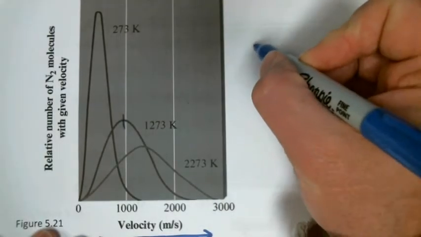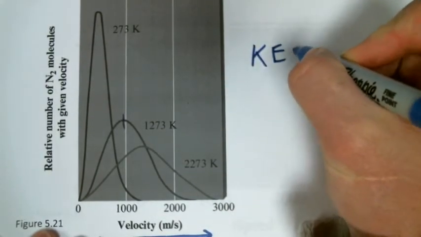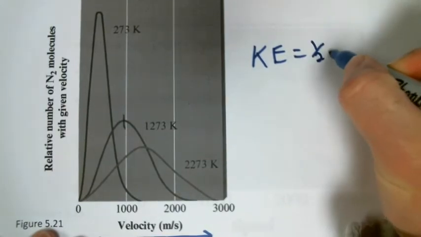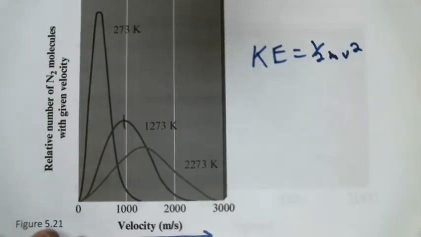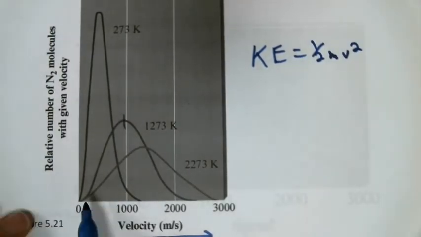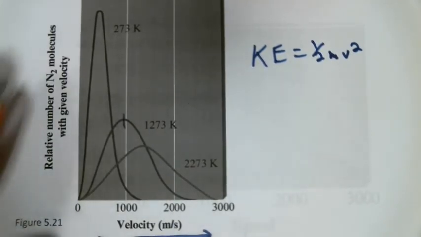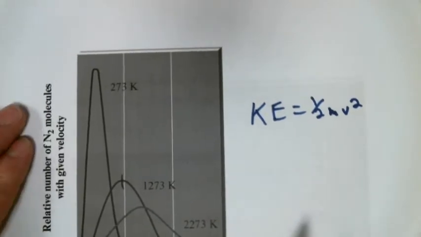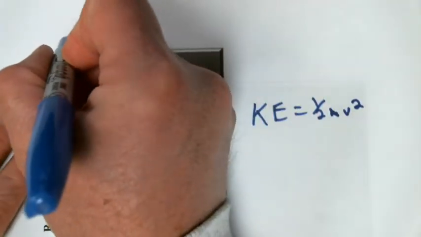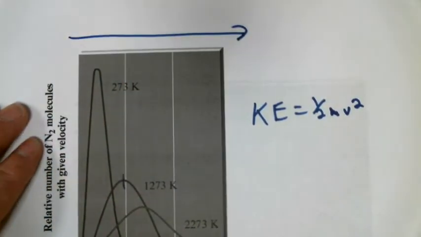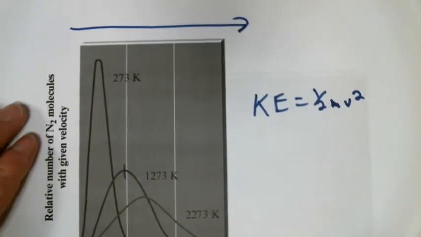So remembering, of course, kinetic energy is 1/2 mv squared, and looking at this distribution of velocities at any particular temperature. And what we want to take from this is, as you're increasing the temperature, the average velocity increases.